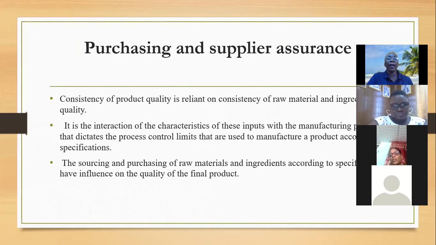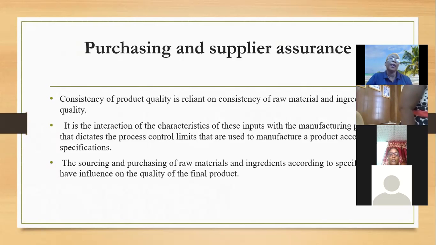Now, when we're looking at quality of ingredients and so forth, we have to buy those ingredients from somewhere. We have to make sure that the purchasing and supplier assurance is there. In ensuring that we have quality, we have to ensure where we purchase and our supplier assurance.